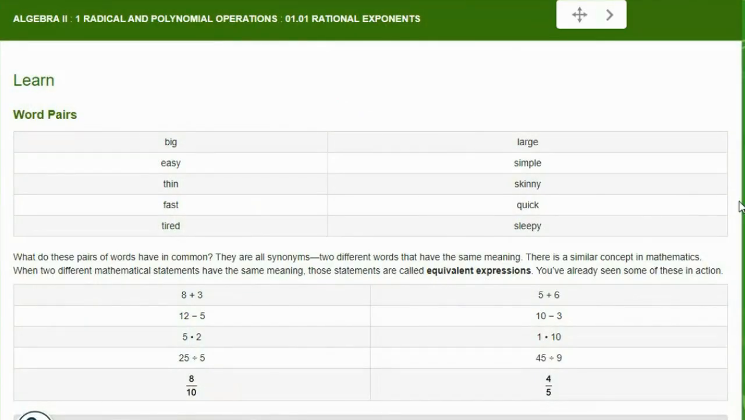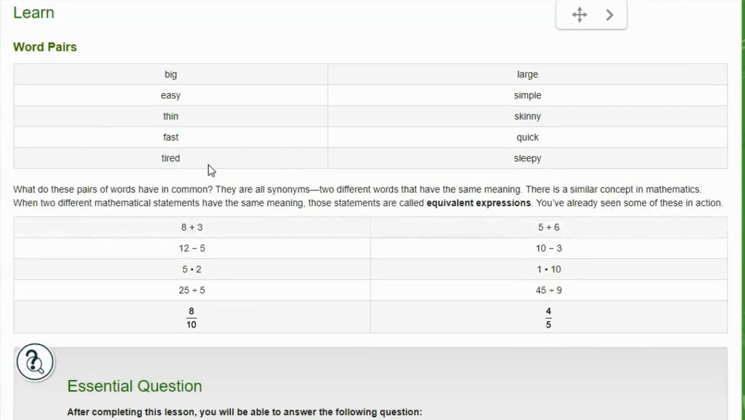So page 1. All right. We'll start with a little English. Got some word pairs here. Big, large. Easy, simple. Thin, skinny. Fast, quick. Tired, sleepy. Synonyms, right? Words that mean very much the same thing. They're all synonyms, 2 words that have the same meaning.